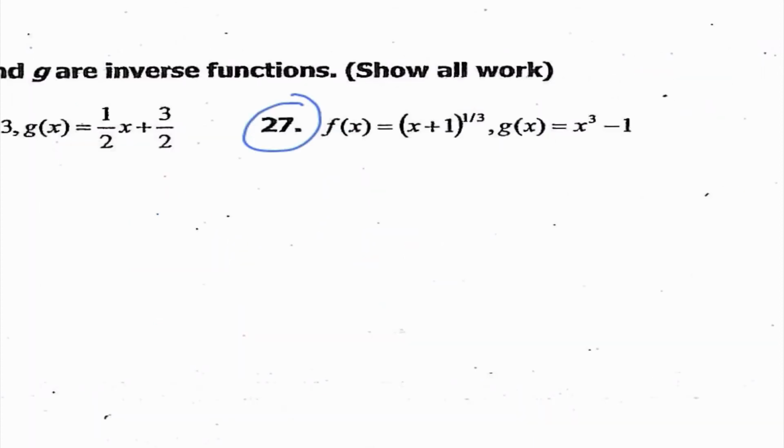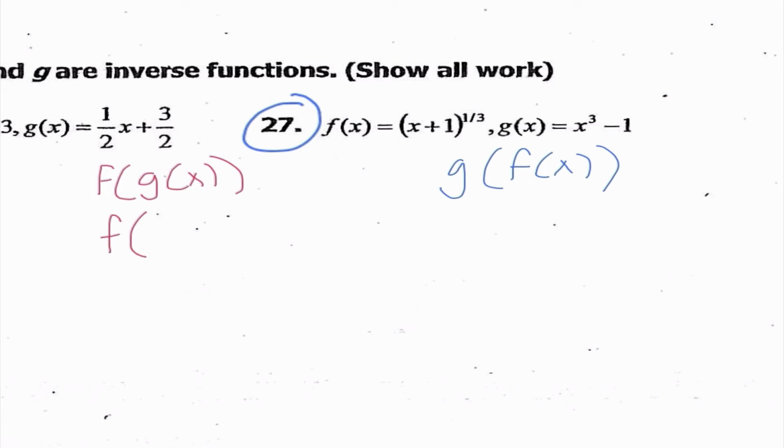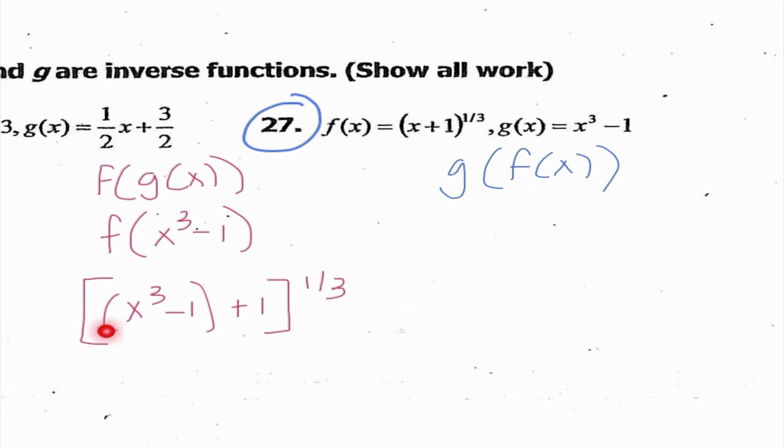27 is telling us that f and g are already inverses, so we need to verify. And we had stuff like this on our quiz where I need to find f of g of x and I need to find g of f of x. So I need to do both of those. So this first one, f of x cubed minus 1, would be x cubed minus 1 plus 1 to the 1/3 power. Now when I'm looking inside my bracket here, my 1's cancel out. So I have x cubed to the 1/3 power, which becomes x.